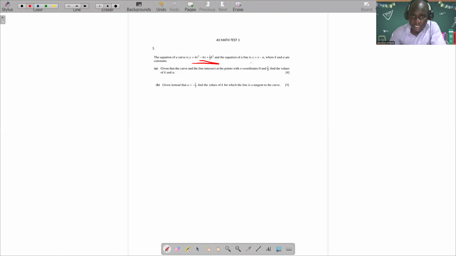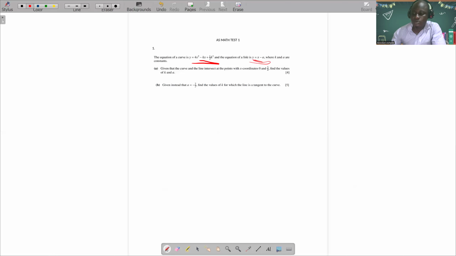And our line here is a linear one, where k and a are constants. Now, if you look at question A, it says given that the curve and the line intersect at the points with x coordinates 0 and 3/4. That means when the line and the curve intersect, the x coordinates at those points are 0 and 3/4. You find the values of k and a.